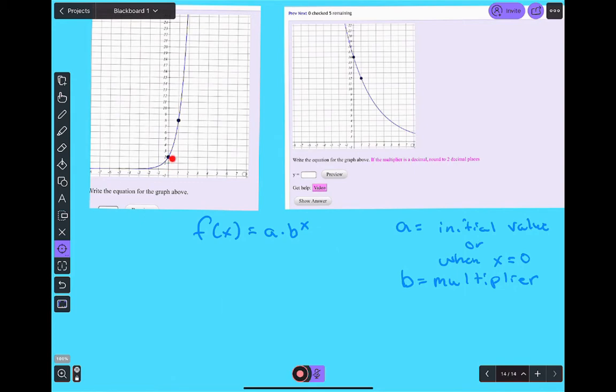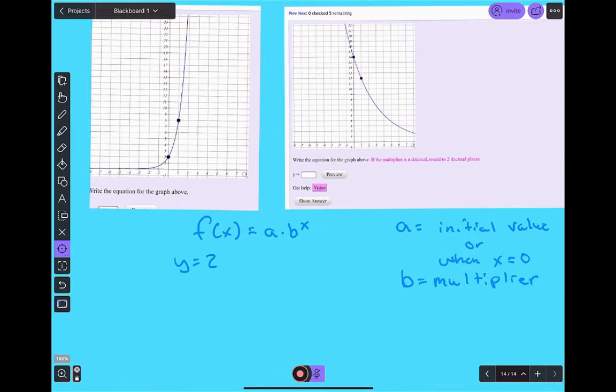My initial value is right there by that dot, and if I look at that dot carefully, that's 2. So I'm going to write this down. Y is equal to 2, because that's the initial value. And then I've got to find out what I'm going to multiply 2 by to make the next value, which is right there. And the next value is 8.